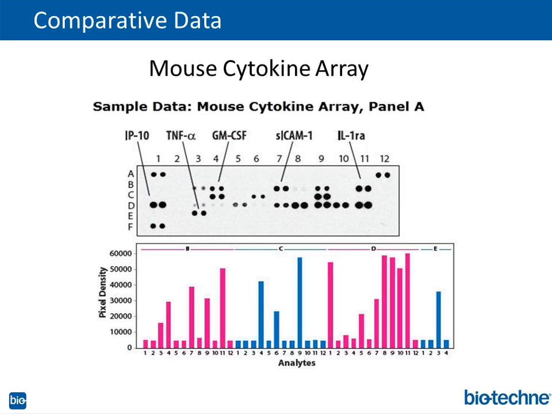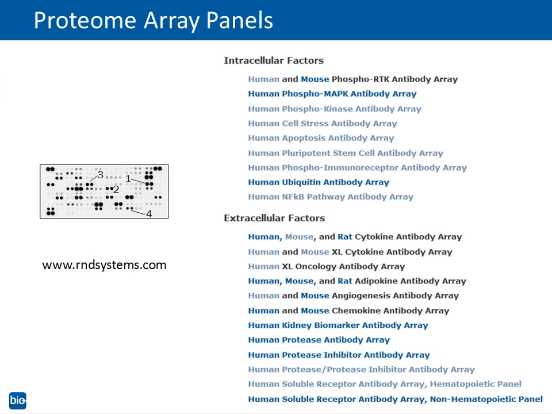And I mentioned reproducibility. If you're running multiple Western blots, you're running multiple samples, and inevitably you're going to have some variability and lack of consistency. When you're looking at one sample, one technique, one shot, you minimize that variability. So that's another wonderful advantage. And you can go on our website, and there are multiple panels here, intracellular and extracellular, to target. Okay, last slide.